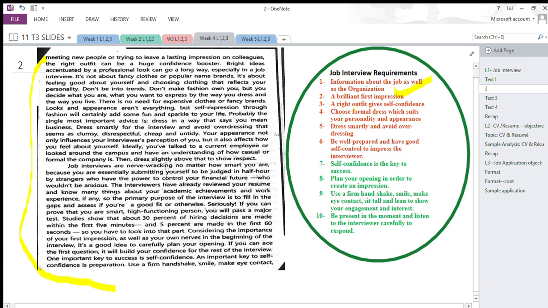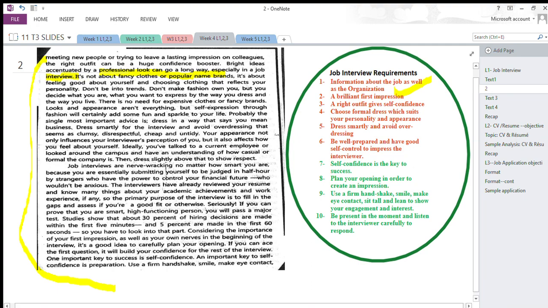A right outfit gives self-confidence. So whenever you are going for an interview, you should take care of your dressing. Now, if you look at this one, bright ideas accentuated by a professional look can go a long way, especially in a job interview. If you are a brilliant person and you know how to dress up, definitely it is going to add up to your points.